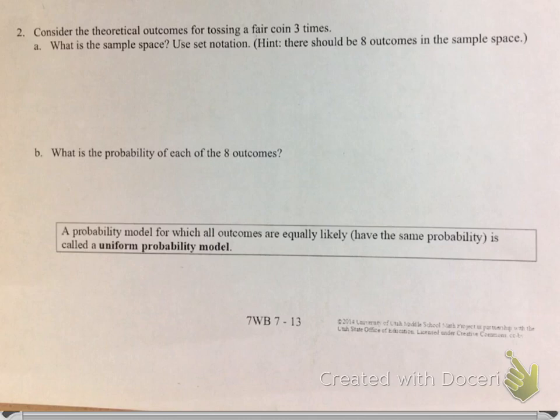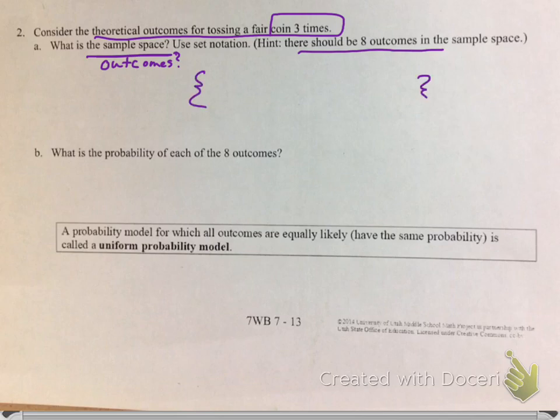Alright, new concept. Outcomes. Theoretical outcomes for tossing a fair coin 3 times. It says, what is the sample space? Really, it just means how many outcomes are there? The sample space. Says here there should be 8 outcomes if you toss a coin 3 times. Okay? So set notation is just this weird little thing like this.